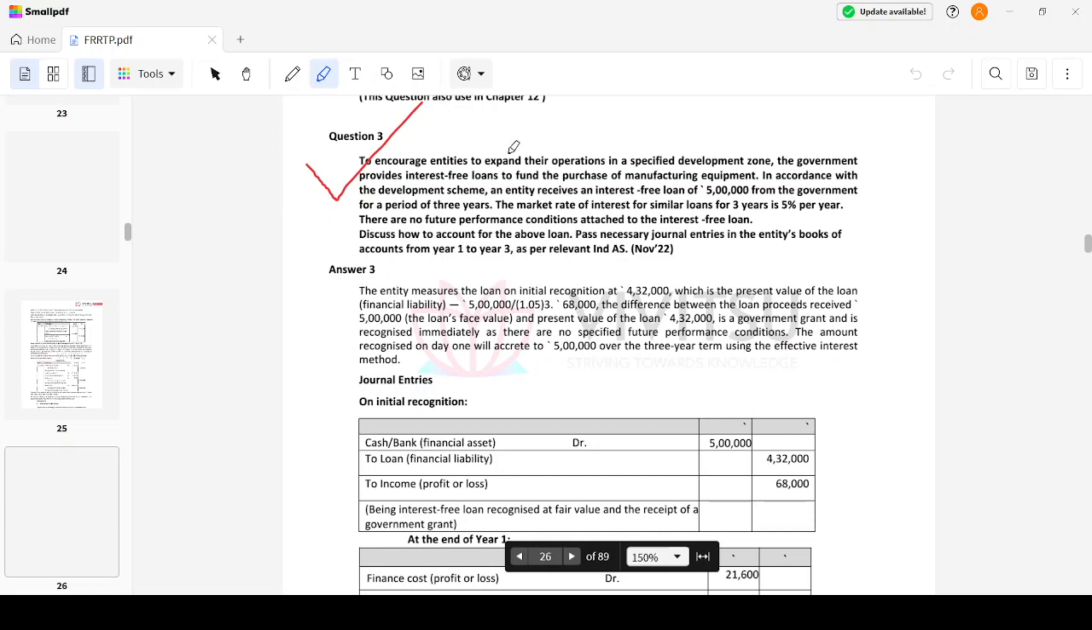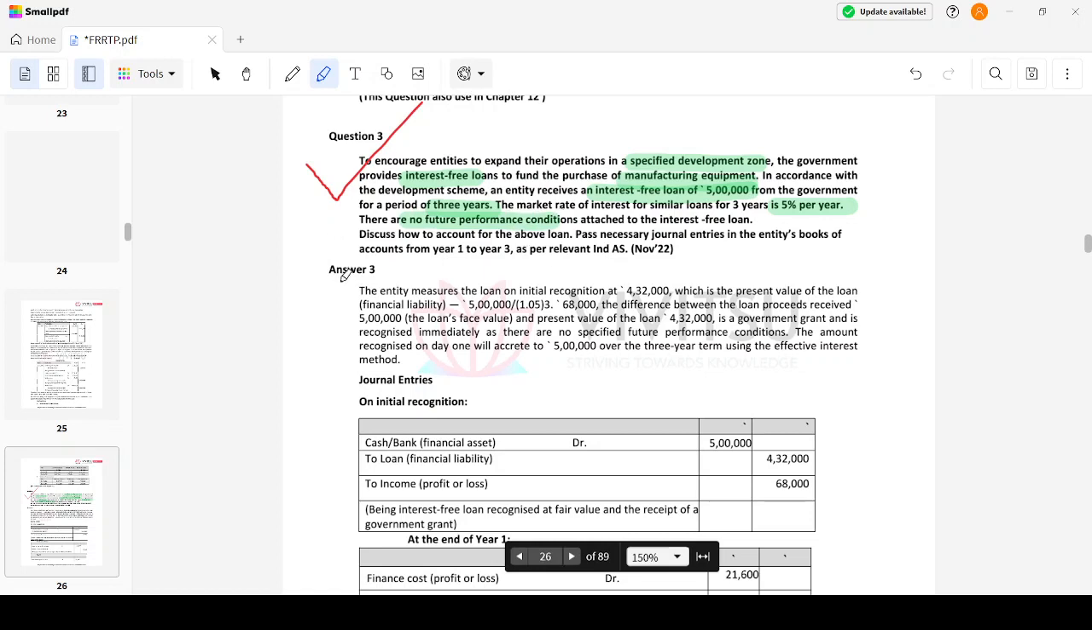To encourage entities to expand their operation in a specified development zone, the government provides interest-free loans to fund the purchase of manufacturing equipment. In accordance with the development scheme, the entity receives an interest-free loan of 5 lakh from the government for a period of 3 years. The market rate of interest for similar loans for 3 years is 5% per year, and there are no other performance conditions. Discuss how I have to treat this.